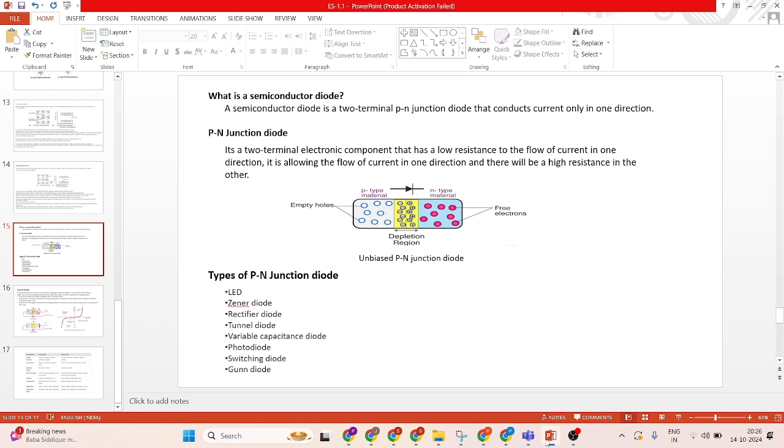In this unbiased PN junction diode, you can see P-type material is connected to N-type material. Here, one half of a silicon or germanium is doped with a pentavalent impurity and the other half is doped with a trivalent impurity. Then the PN junction is formed. In P-type material, empty holes are the majority charge carriers and electrons are the minority charge carriers. In N-type material, free electrons are the majority charge carriers and holes are the minority charge carriers.